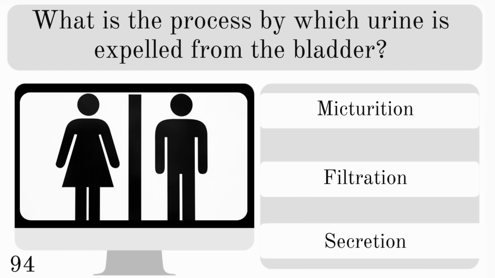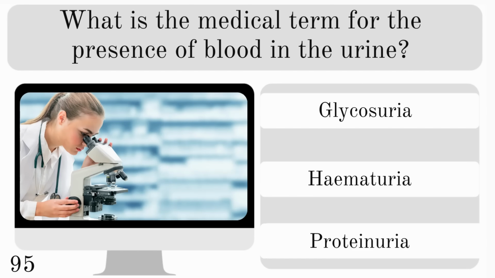What is the process by which urine is expelled from the bladder? Is it micturition, filtration or secretion? And the answer, micturition. What is the medical term for the presence of blood in the urine? Is it glycosuria, hematuria or proteinuria? And the answer, hematuria.